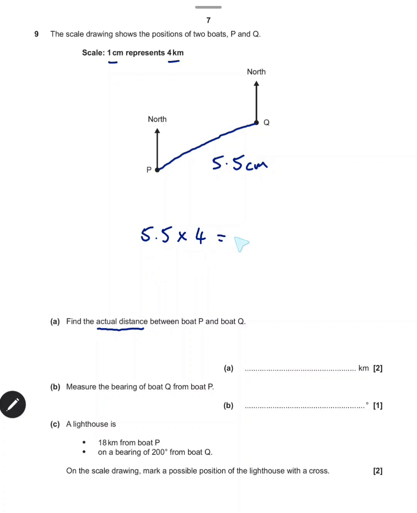Well, 5 4s are 20, and half of 4 is 2. That comes out at 22, and it'll be 22 kilometres.